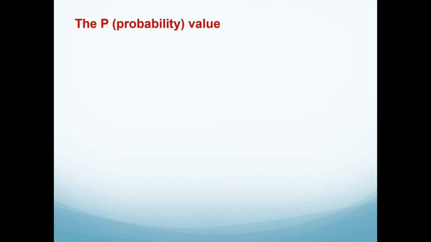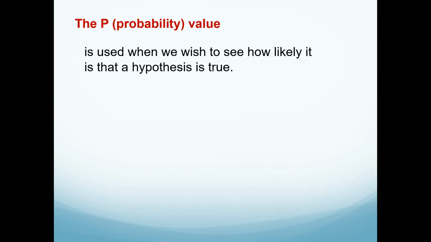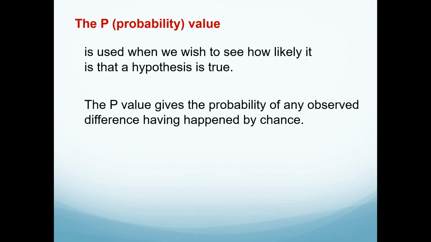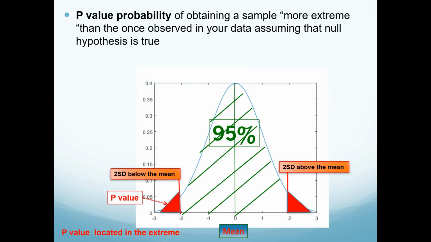The p-value, or the probability. What does that mean? It's used when we wish to see how likely it is that the hypothesis is true. The p-value gives the probability that any observed difference has happened by chance. What does that mean? We'll talk about it now. The p-value is the probability of obtaining a sample more extreme than the ones observed in your data, assuming that the null hypothesis is true. The p-value is located in the extreme.